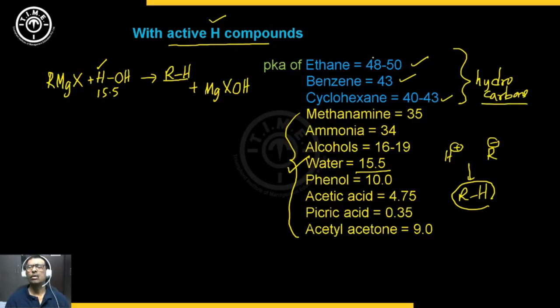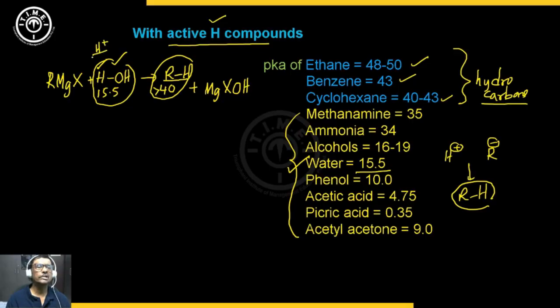So look at all these values. These values are more than 40. pKa is more than 40. 40 onwards it is, is it not? So between HOH and the RH, which do you think is more acidic? HOH is more acidic. So when HOH is more acidic, it is going to give us H+, right?